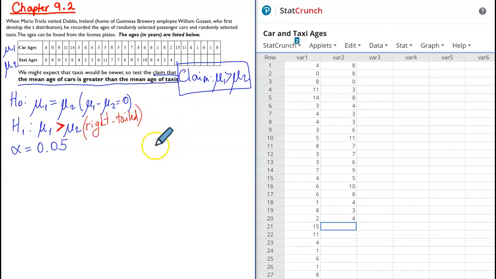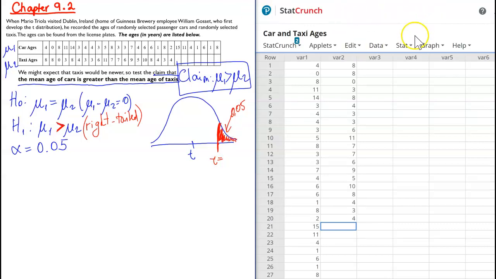Let's draw a distribution. We're going to use student t, or just t distribution. Since our tail is on the right, 0.05 significance level is going to be located on the right side, and the critical value is going to be positive. Let's first test the claim using p-value, and then we'll test the claim using critical value.